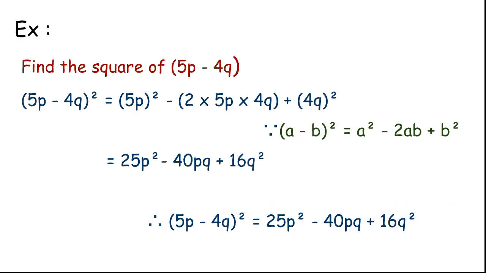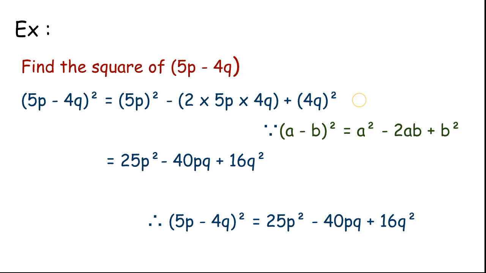Let us see an example for this also. Find the square of 5p minus 4q. So 5p minus 4q is in the form of (a - b) whole square is equal to a square minus 2ab plus b square, where the value of a is 5p and the value of b is 4q. So we get (5p - 4q) whole square is equal to (5p) whole square, which is 25p square, minus 2 into 5p into 4q, which is minus 40pq, plus (4q) square, which is 16q square. So (5p - 4q) whole square is equal to 25p square minus 40pq plus 16q square.